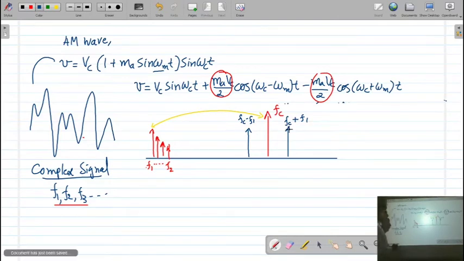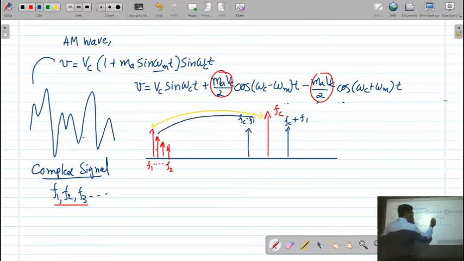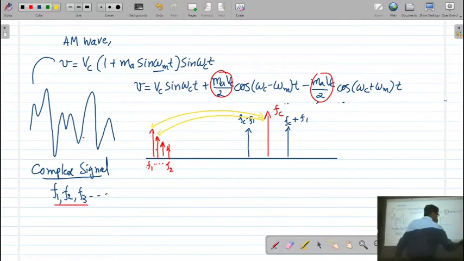Then another frequency component is here, let us say it is F3. This also interacts with Fc, so it will produce two sideband frequencies, that is Fc minus F3 and Fc plus F3. So here it will be represented like this.